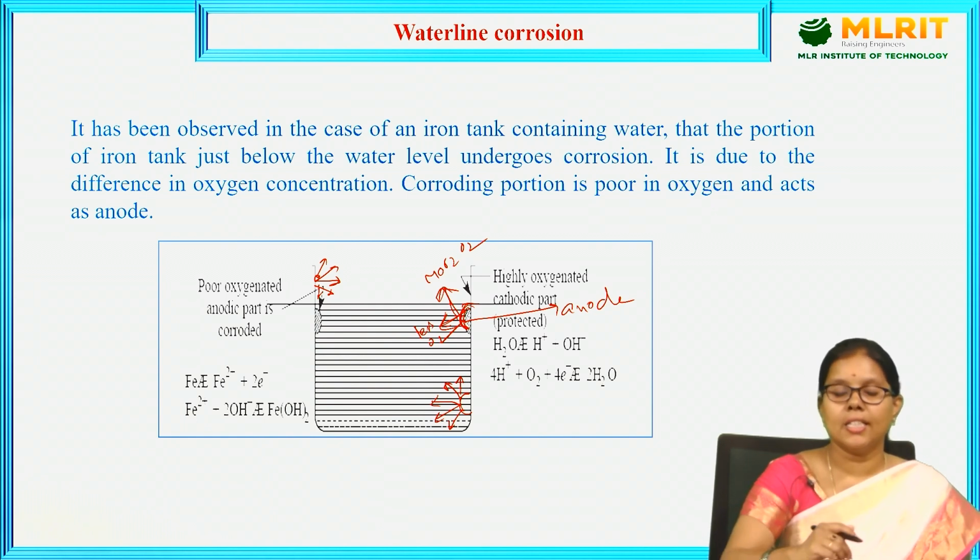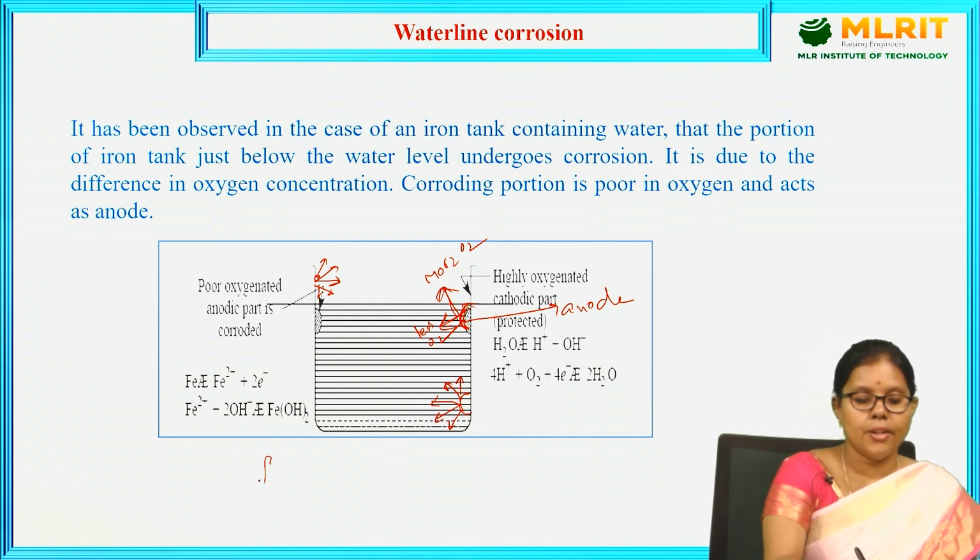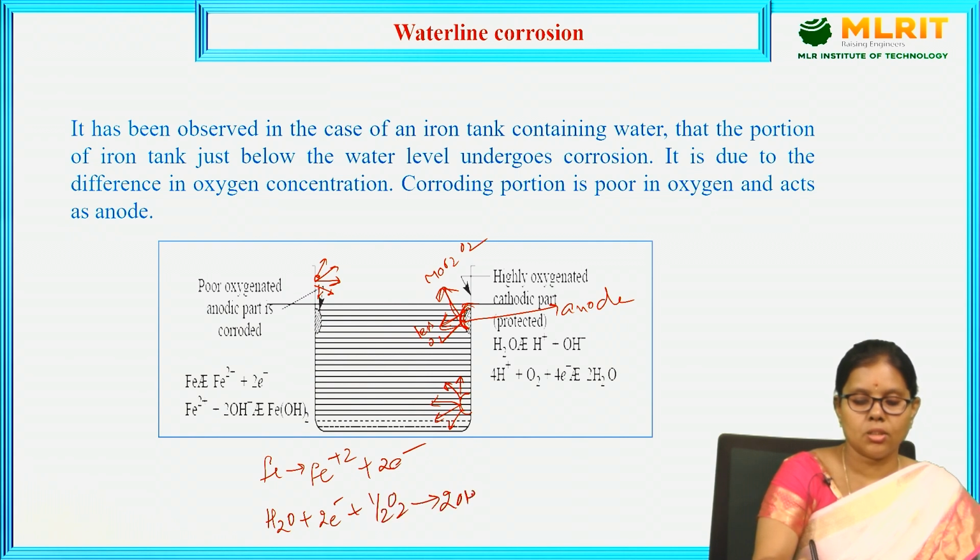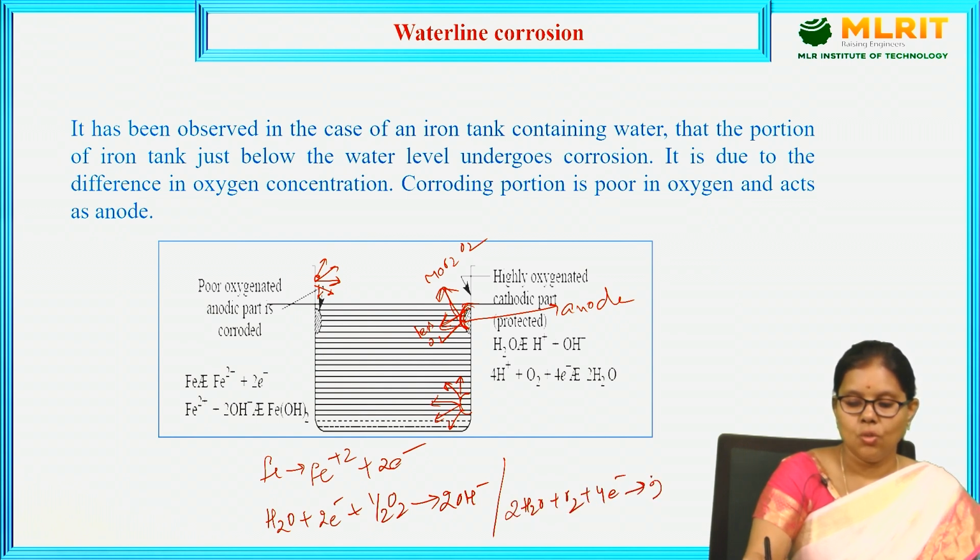So let us see the reactions. Here, if it is an iron tank, iron is going to be oxidized, giving 2 electrons. Those electrons are gained by H2O, 2 electrons, and half O2, giving 2 OH minus ions. Otherwise, you can write one more equation: 2H2O plus O2 plus 4 electrons gives rise to 4 OH minus ions.